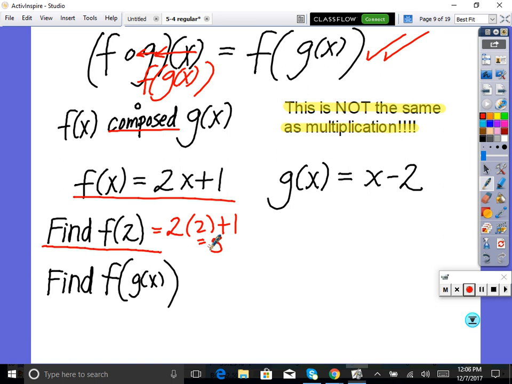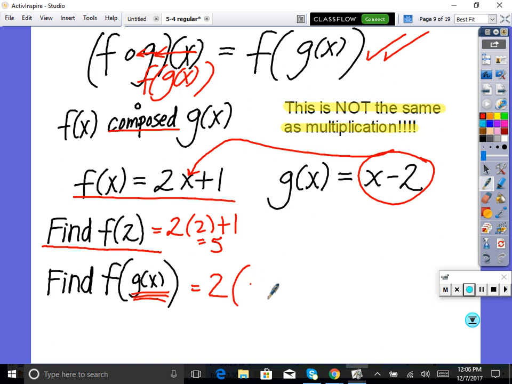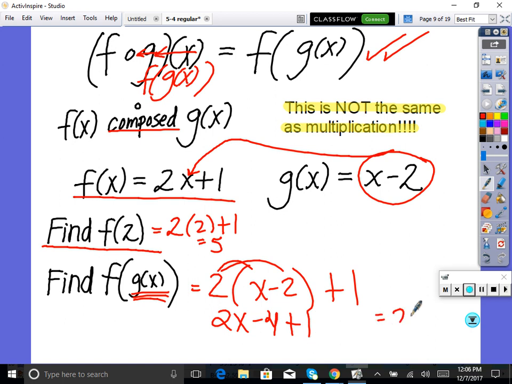Well, now, since we remembered how this works, look at this. This is no different. So what are we going to do? Now we're going to take g of x, just like we took 2, and we're going to replace every x with g of x. Does everybody see? So we would locate g of x. We would then plug it into function f wherever there's an x. You would replace that x, not multiply it, but replace it, just like we replaced it here. So that would be 2 times x minus 2, and then plus 1. Then we would multiply it in and simplify. So that's 2x minus 4 plus 1, which is, yep, 2x minus 3.